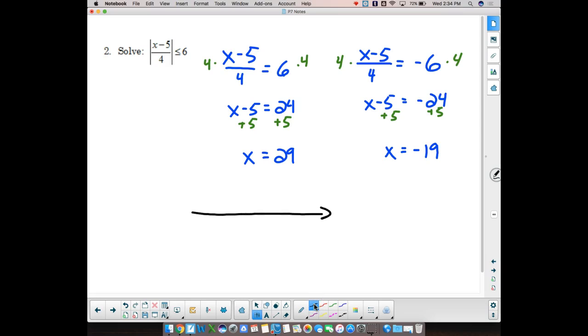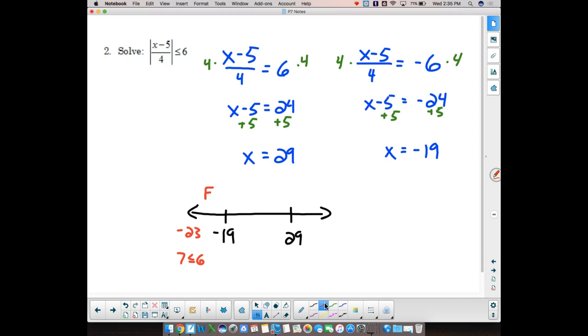So, on my number line, I'm worried about negative 19, and I'm worried about positive 29. Something to the left of negative 19, I'm going to go with negative 23. Now you may be saying to yourself, why is Linsmeyer choosing negative 23? Negative 23 minus 5 is negative 28. Negative 28 divided by 4 is negative 7. Absolute value of negative 7 is 7. And is 7 less than or equal to 6? No, that is a falsitude.